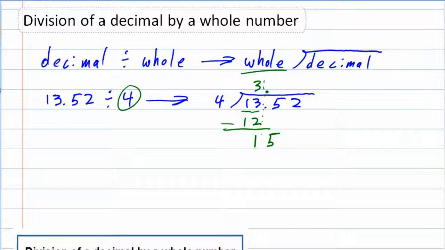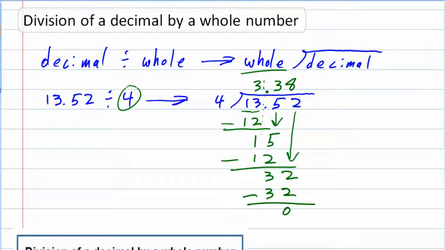Again, I'm not even paying attention to that decimal any longer. The 4 goes into 15, also 3 times. 3 times 4 is 12. Do that subtraction once again. Bring down the next digit. We brought down the 5, and now the 2. When I bring down the 2, I now have 32, and 4 goes into 32 8 times. 8 times 4 is 32. We have no remainder, so there's no need to continue, add any zeros, anything like that. We have our answer, 3.38.